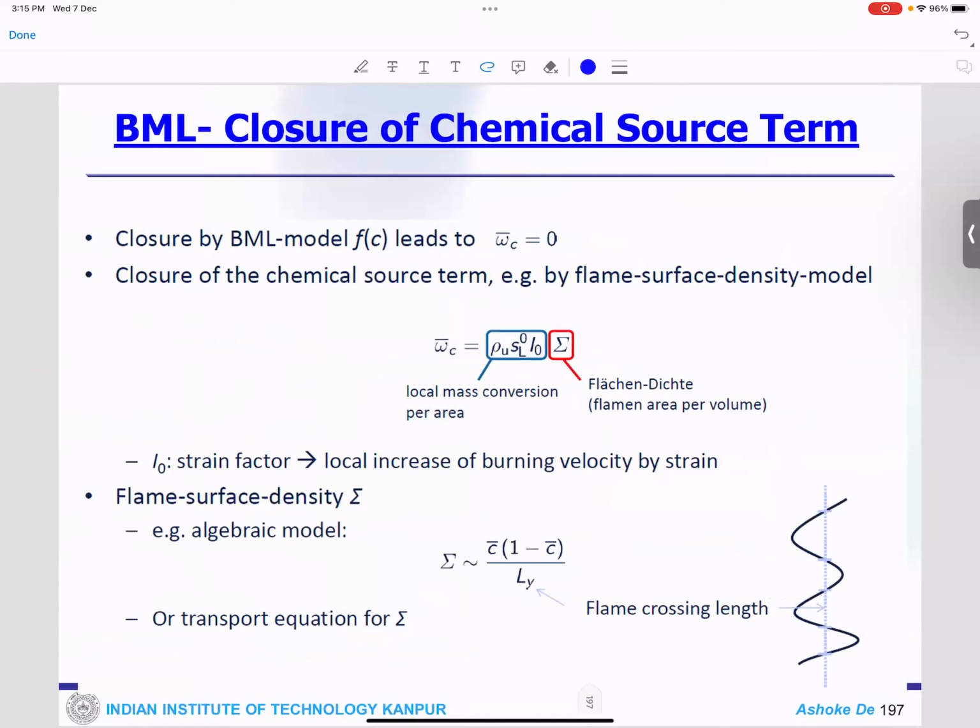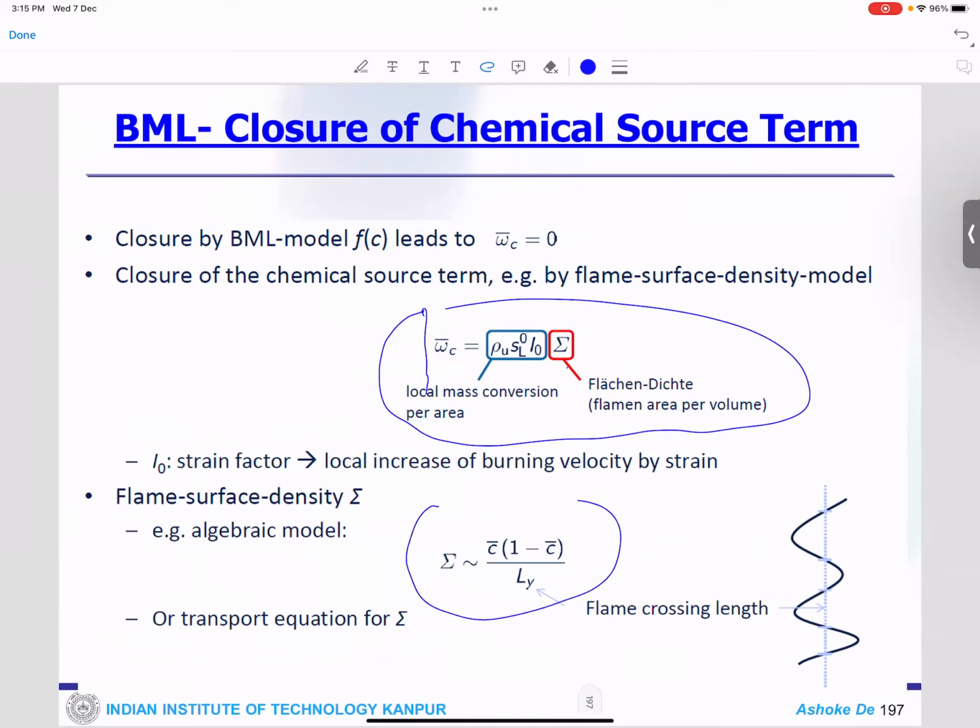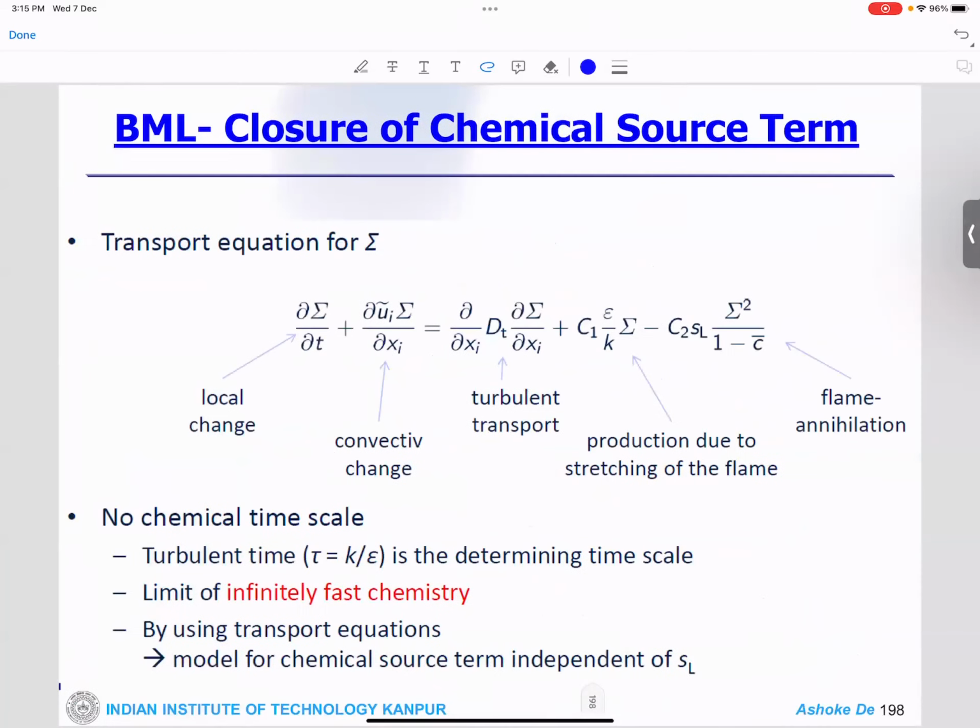And then finally, that source term you close like this. You see the local unburnt density, then S_L is your flame speed, and then you have another function, the flame surface density function, which is estimated like this. So this is how, in a simplified fashion, you close that. This is one of the very simple models.